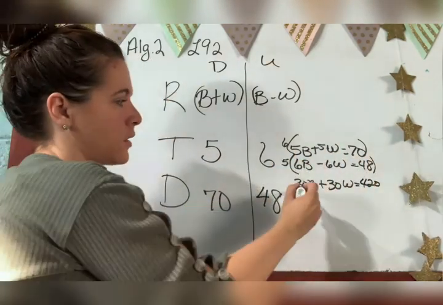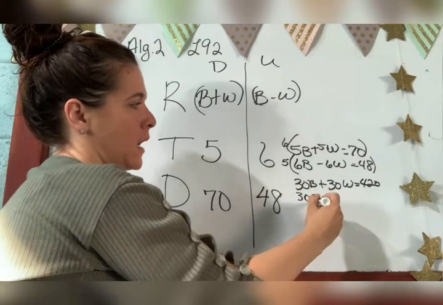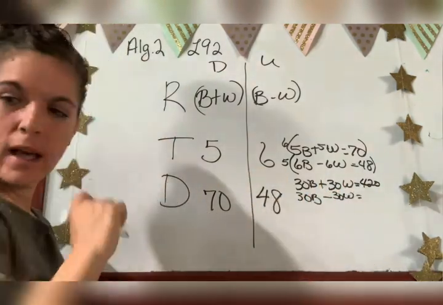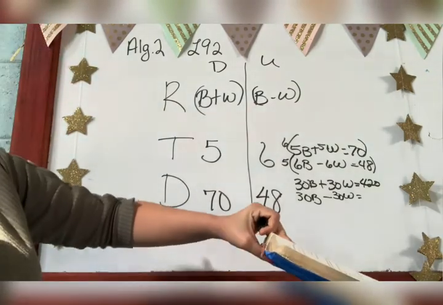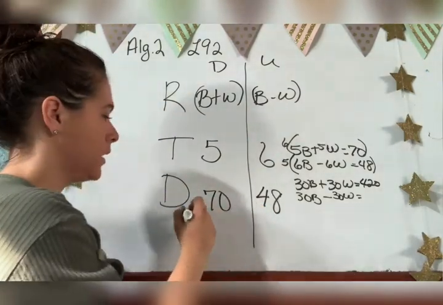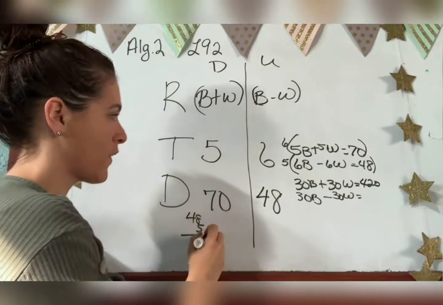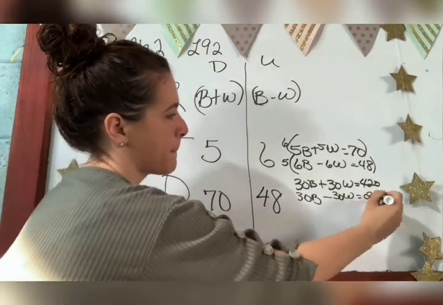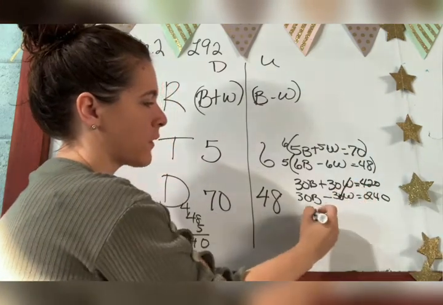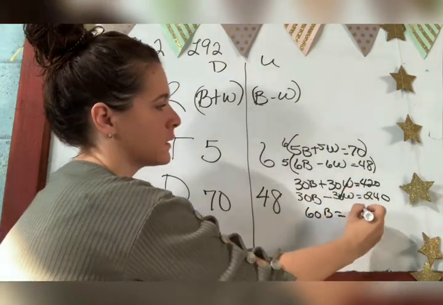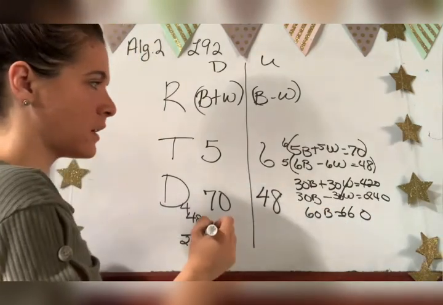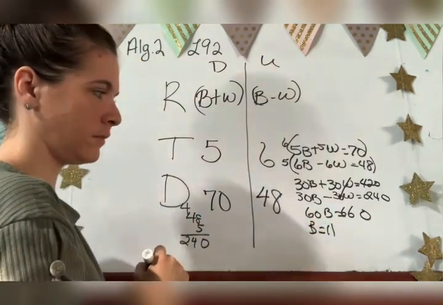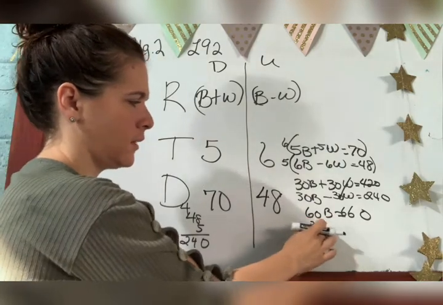And then 30B minus 30W equals, I still can't find my calculator. 48 times 5 is going to be 240. So we cancel out our W's and we're left with 60B equals 660, right? So B equals 11. No, wait. Right, 11, yeah.